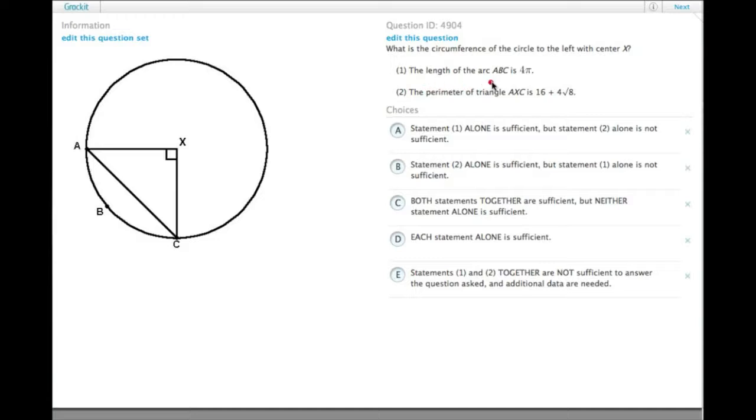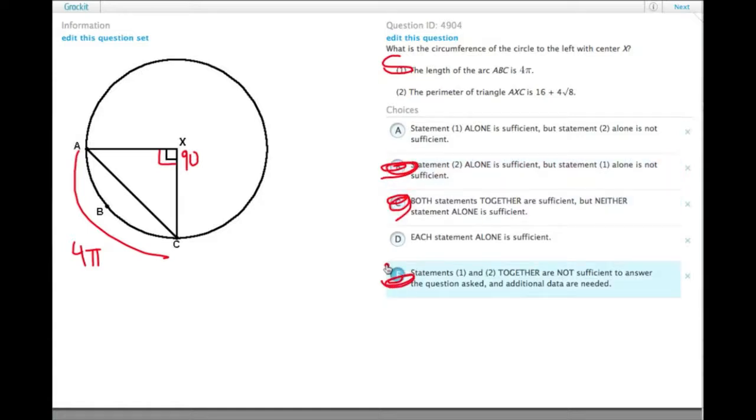Statement 1, the length of the arc ABC is 4 pi. So this, ABC, is 4 pi. The reason this helps us is that this is exactly 1/4 of the circumference of the circle. The 90-degree angle tells us that this is 1/4 of the 360 degrees of the circle, so 4 times this value will be the circumference of the circle. This one's sufficient. We get rid of B, C, and E.